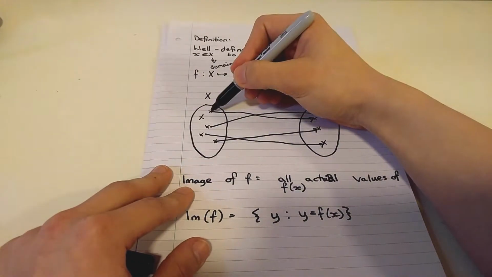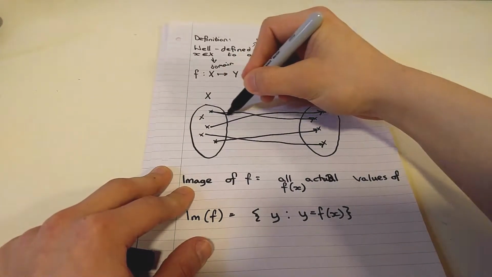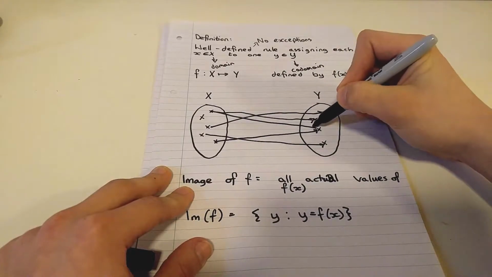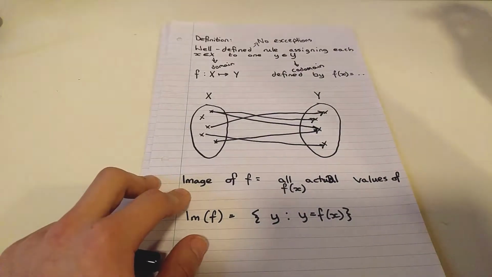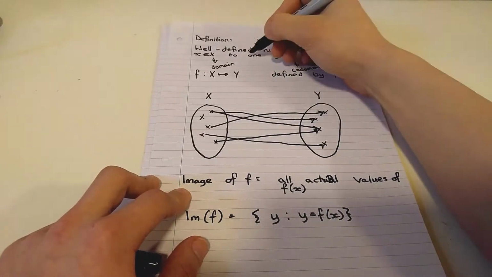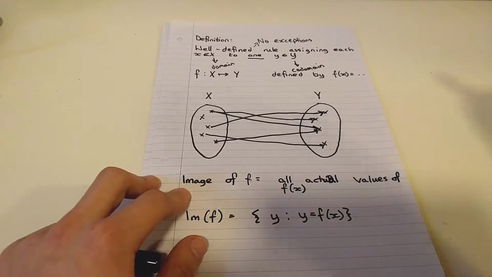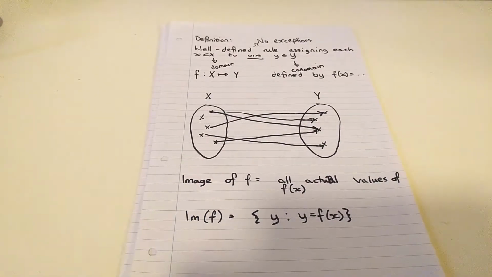Also, let's say this point went to that same point and it went to this point as well. Now, because it's not assigning each x within the set X to one y in Y, it's assigning it to two, then by definition it's no longer a function either.